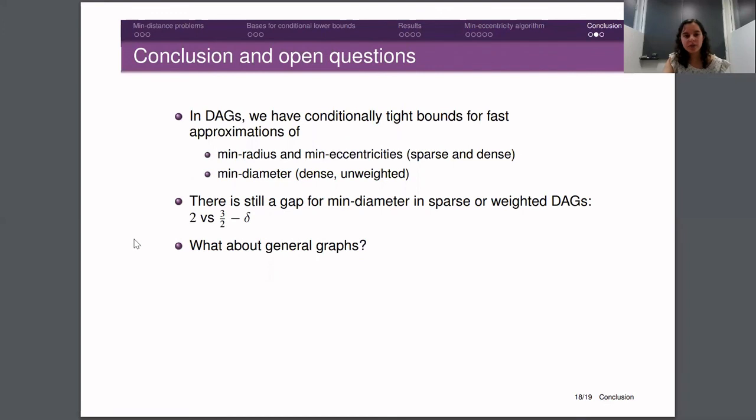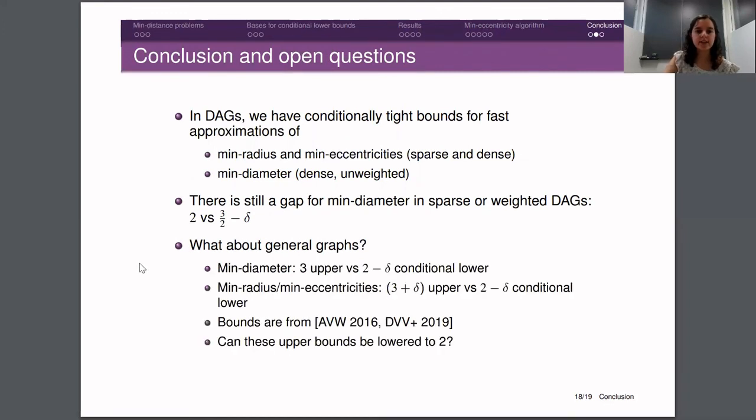And also, what about general graphs? This has also been studied, and we still have gaps between the upper bounds and the conditional lower bounds for all of these problems. So it would be really cool if someone could develop algorithms for these problems that got fast 2 approximations. Well, that's my personal guess, that you can lower the upper bounds to 2. That's going to be what the correct answer is.